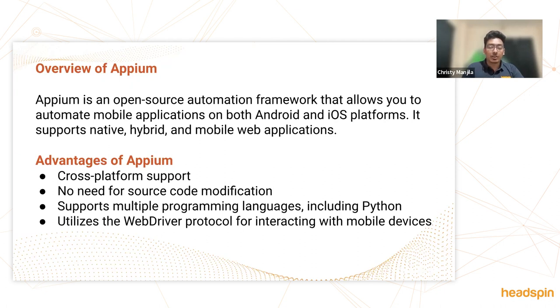You just have to create a script for one Android and one iOS. There's no source code modification, so you can use just one code and give it to any of your friends that has the same Appium client, and they can run the same code on their device as well.